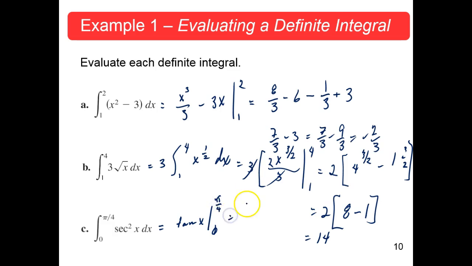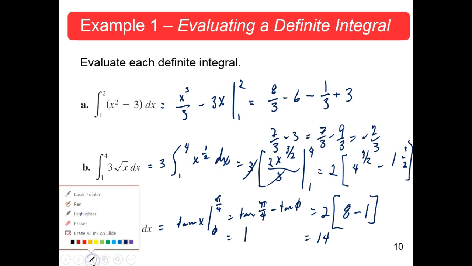So that is tangent x, and we're going to evaluate that from 0 to pi/4. That means we do tangent of pi/4 minus the tangent of 0. Anyone happen to know what the tangent of pi/4 is? 1. And what is the tangent of 0? 0. So that answer is 1. All that to get 1. Make sense? Any questions before I erase? Is everybody still with the living?